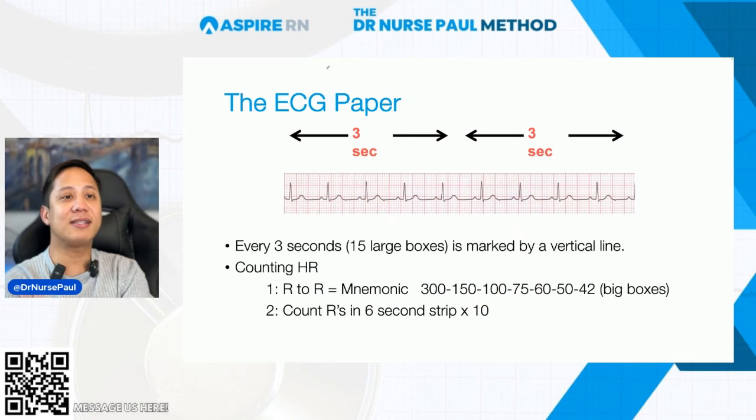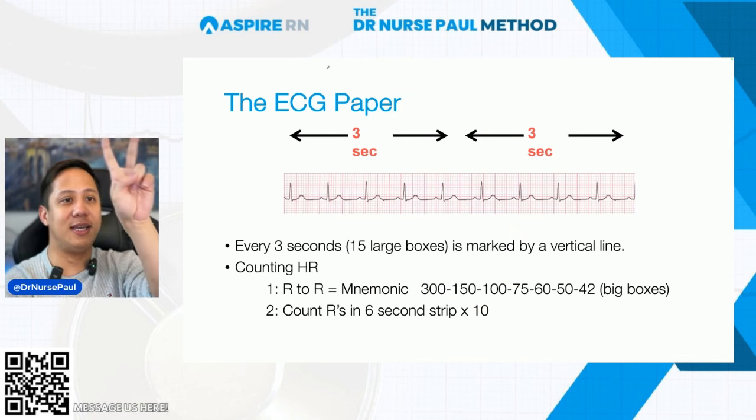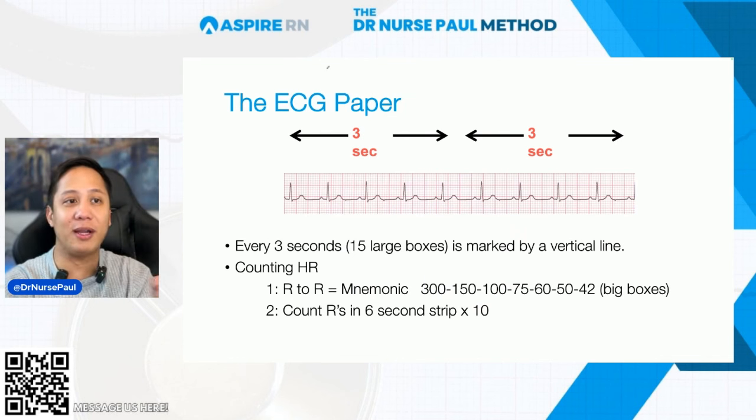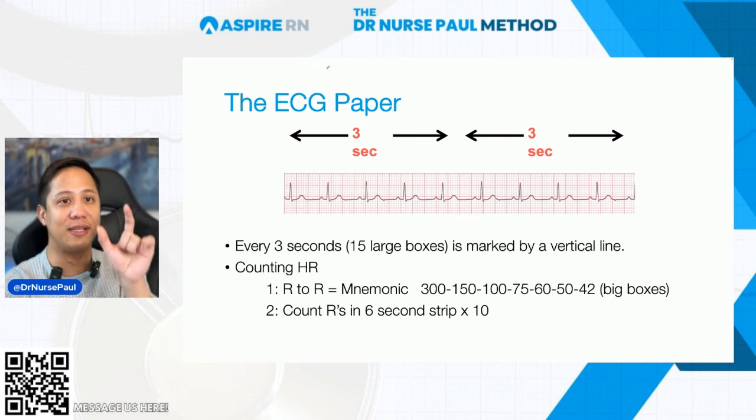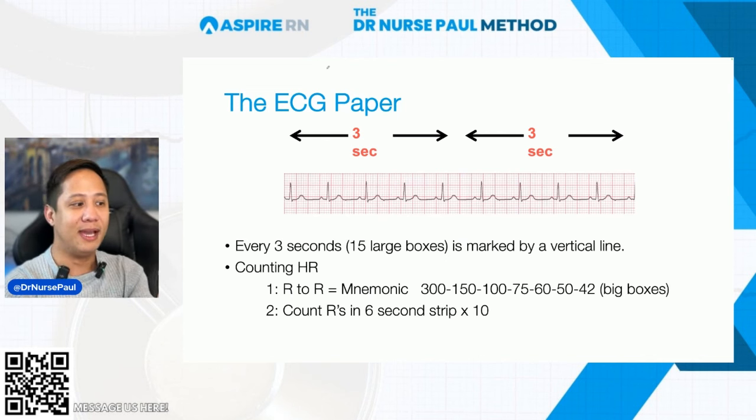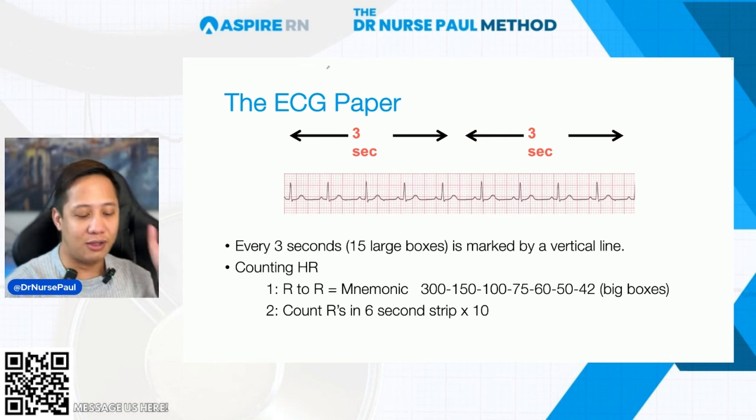Alrighty. Now let's talk about how we count the heart rate. There are two ways that you can count the heart rate in an EKG. And this is very important because we're going to count the heart rate later. Now that you know how to measure time in terms of the strip, we're going to focus on time. We're not going to focus on millivolts. We're going to focus on time. And we've just reviewed the time, right? We now can count the heart rate. There are two ways, all right?